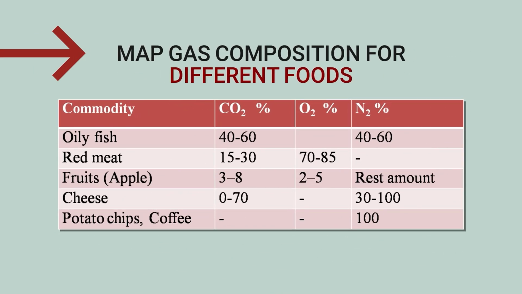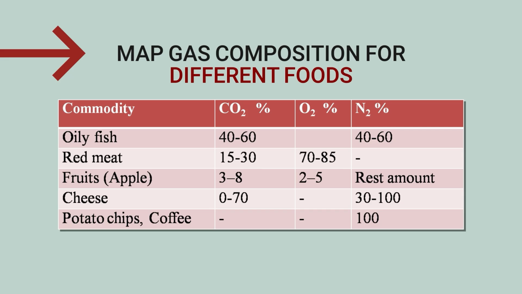So here in the table you can see the different gas compositions which can be used for different food groups. First, you can see the composition for the packing of oily fish. You know, oily fish has a very high level of fat content. So fat is prone to oxidation. We can prevent that oxidation by the absence of oxygen.